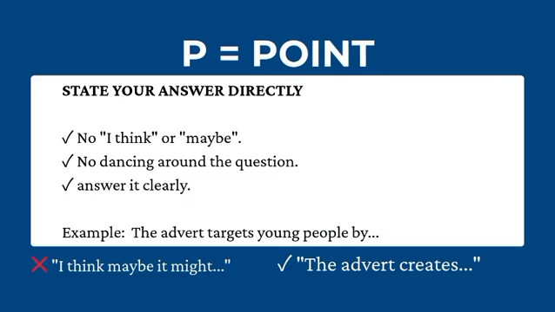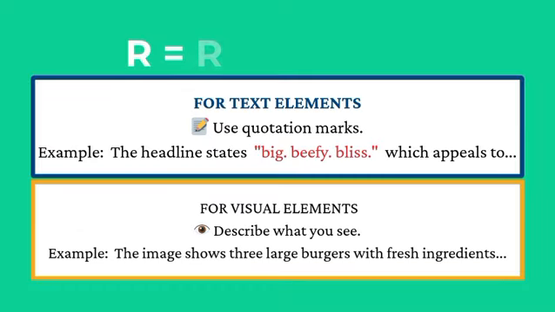Let me break down this step by step. Point. This is your direct answer to the question. Don't dance around it. Don't start with I think or maybe. Just answer. If the question is, how does the advert target young people? Your point is that the advert targets young people by using modern, bold language. State it, own it, move on.